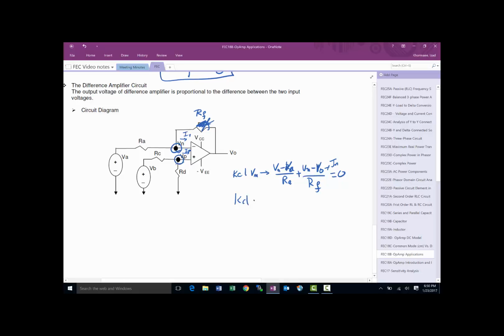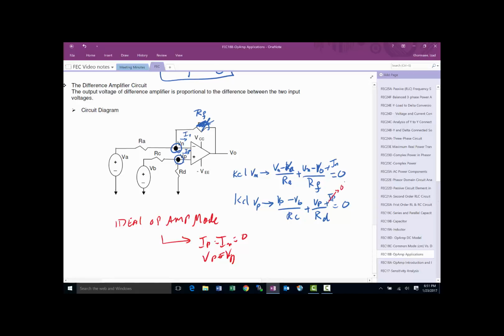And then we're going to do a KCL at the node Vp, which tells us Vp minus Vb over Rc plus Vp over Rd, plus Ip, of course, equal to 0. Now, as we were saying, all these are done under an ideal OpAmp model, which tells us that Ip is equal to In equal to 0, and Vp is equal to Vn, but not necessarily 0. In this case, it's not. So what's going to happen is that this is going to get cleaned up to 0, this is going to be 0, and we'll end up with two equations there.